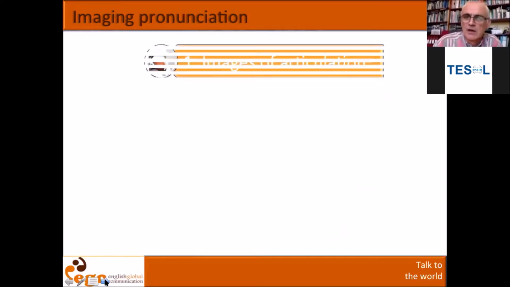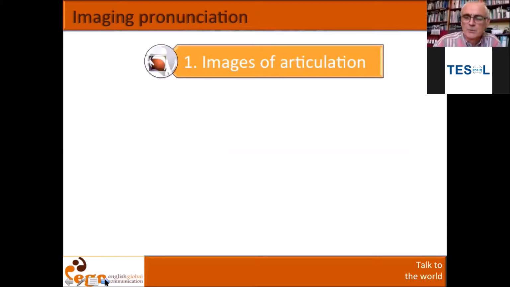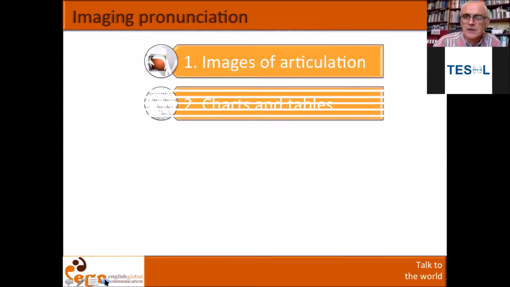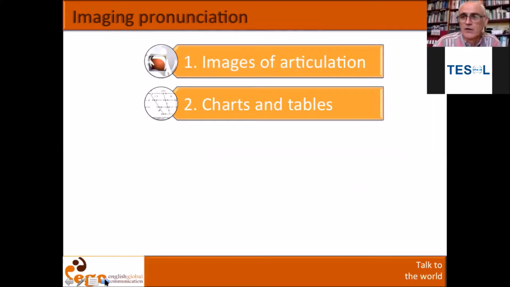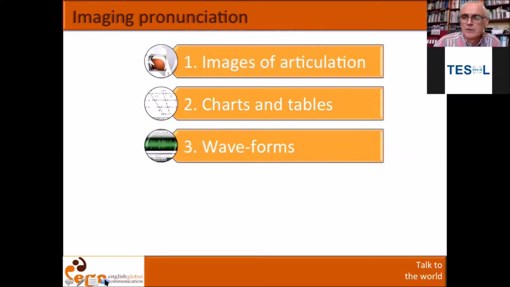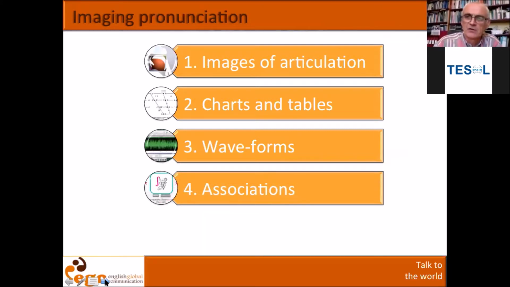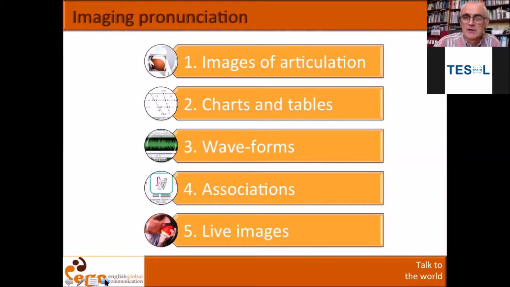So therefore, let's go forward now and take a look at different types of images. I want to start with the obvious, which are images of articulation. I'll then take a look at some charts and tables, which in their own way are images. Move on to waveforms, which is relatively recent if you're actually outside a university acoustics laboratory. And then go off and perhaps move more in the direction of right brain and this thing of holistic visualization, and look at images and their association with targets we have in pronunciation teaching, and finish by looking at live images. That is not something that's in a picture on a PowerPoint or in a picture on a wall, but that is actually happening in front of our students as we work with them in the classroom.